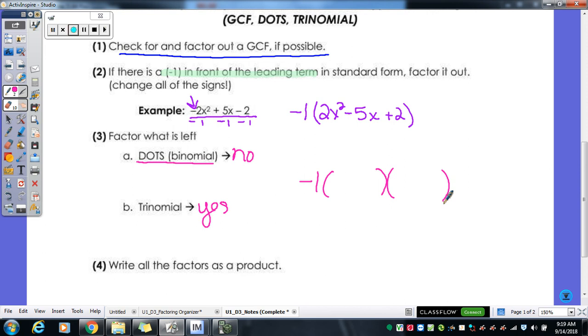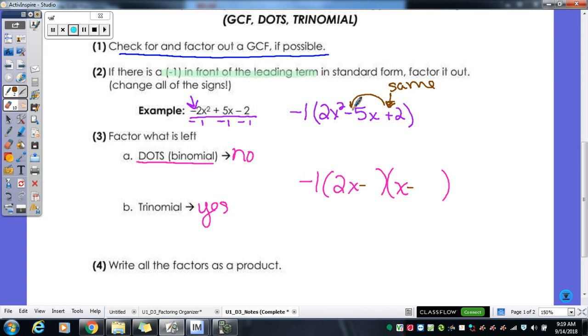So we have a 2x squared. So how do we break that apart? 2x and x. We were doing a few of these last class. What are our signs going to be? Both negative. This positive means they are the same. So you look to the one in front, they're going to both be negative. So now what multiplies to give us 2? 1 and 2.